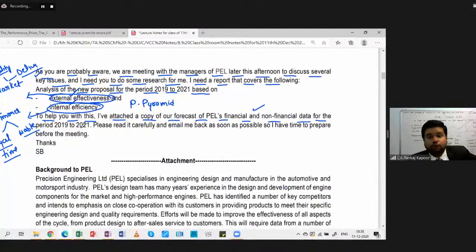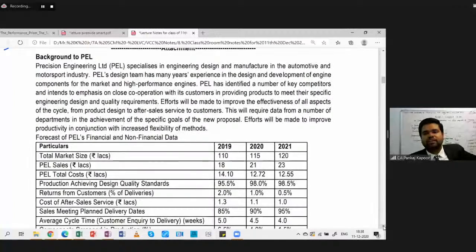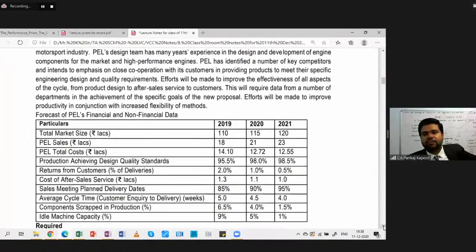Further, for the period 2019 and 2021, please read it carefully. Then email me back as soon as possible, so I have time to prepare before the meeting. So he is asking you, don't delay till the late afternoon. In the afternoon there is a meeting. Send it to me pre-noon so that I can also prepare further. Thanks, and the name of the partner. Now read the attachment very carefully, because all the data needed to solve the question is given in the attachment itself.